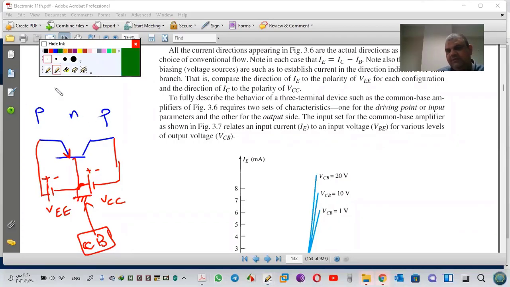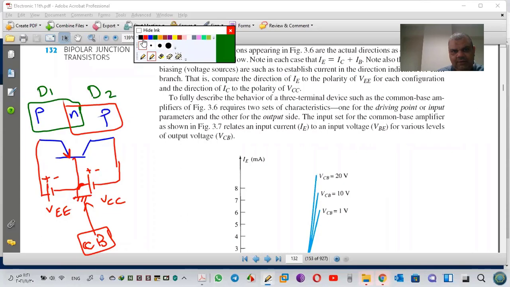We can express a transistor, I can accept, though not exactly correct, as two diodes. See, this is the first diode, a PN diode, and we have another diode. So this is D1, D2. We can draw this one as here: the first is a forward diode, and the other is a reverse diode. This is here: base, emitter, collector.